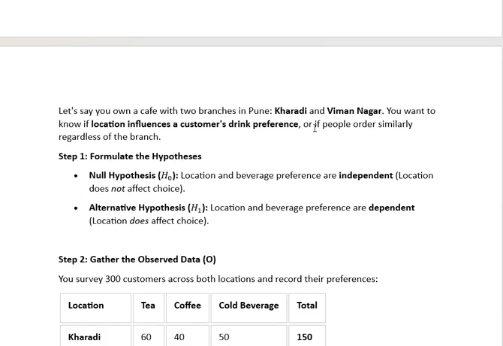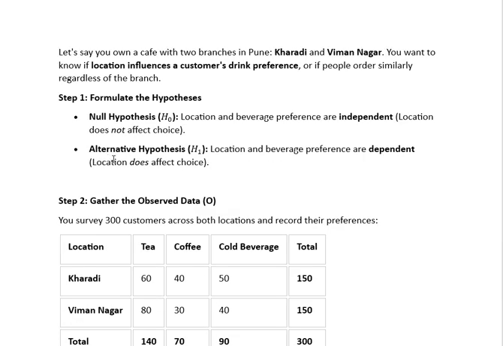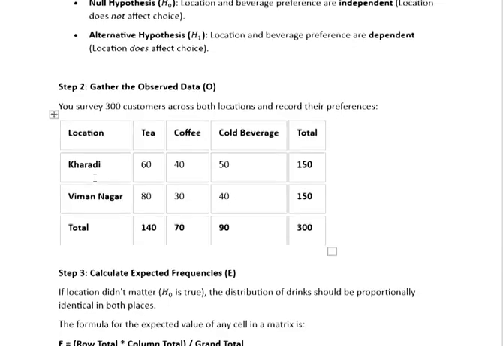Step 1. Formulate the hypothesis. First is the null hypothesis H naught: location and beverage preferences are independent. Location does not affect choice. Alternative hypothesis H1: location and beverage preferences are dependent. That is, location does affect choice.